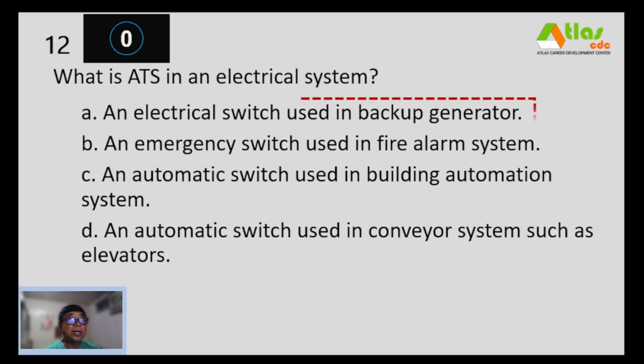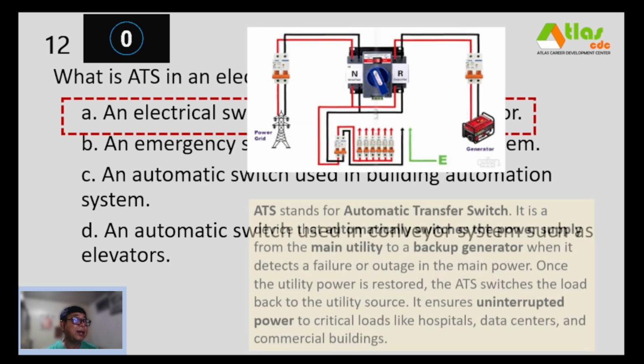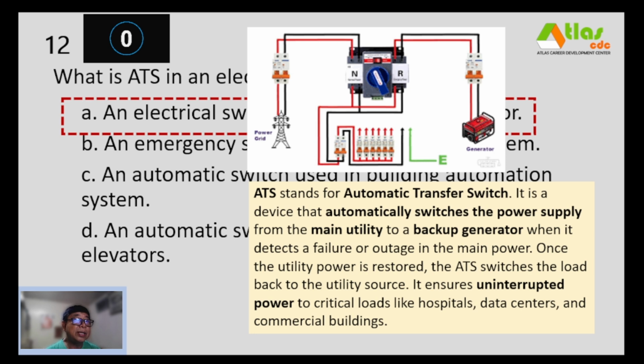And our correct answer is letter A. ATS is an electrical switch used in backup generator. ATS stands for Automatic Transfer Switch. It is a device that automatically switches the power supply from the main utility to a backup generator once it detects a failure or outage in the main power. Once the utility power is restored, the ATS switches the load back to the utility source. It ensures uninterrupted power to critical loads like hospitals, data centers, and commercial buildings.